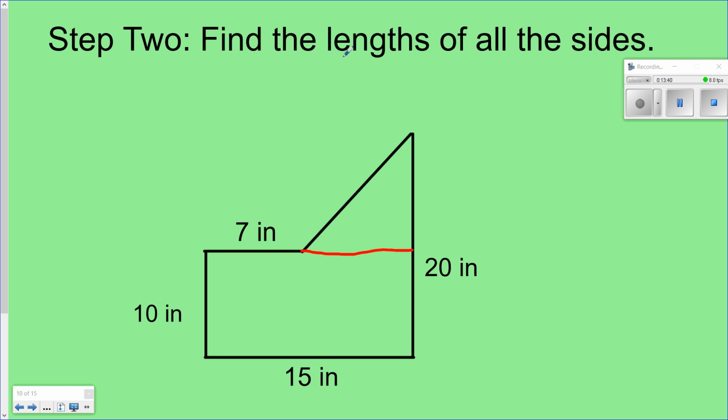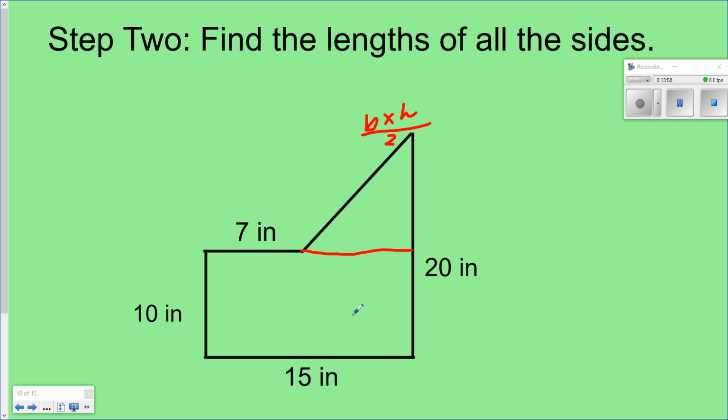Okay, so what does this mean? Find the lengths of the sides. Well, I have two things here. What I like to do is see what I have. So if I have a triangle, what is the area of a triangle? Well, base times height, b times h divided by 2.